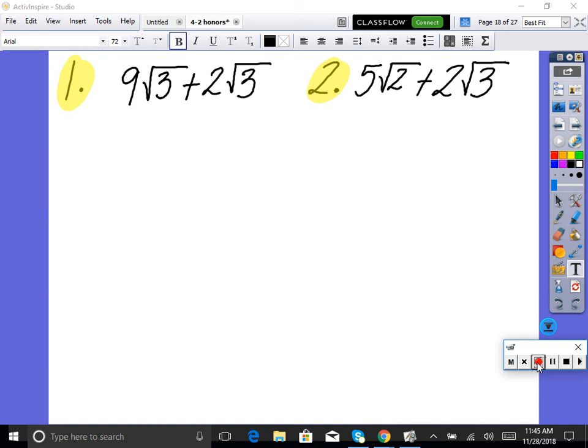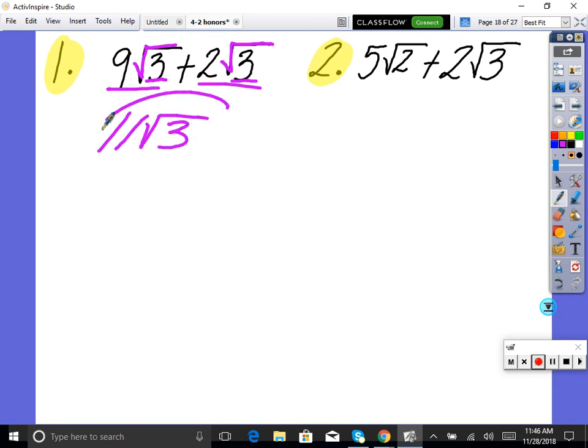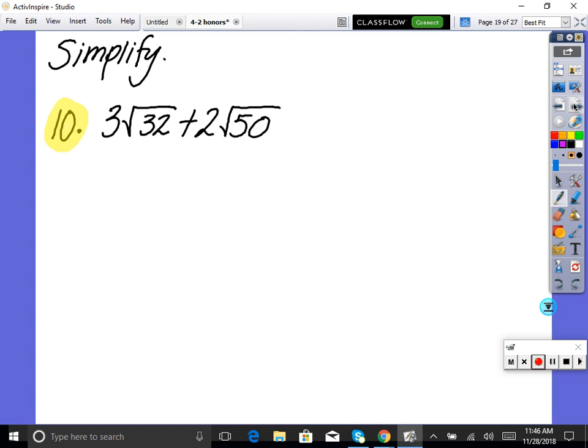Okay. So remember with adding and subtracting, it's a lot more picky than multiplication. They have to be like radicals, and to be like radicals, they have to have the same radical, and what's underneath has to be the same. And if so, then just combine them like terms. 9 root 3s plus 2 root 3s is 11 root 3s, right? Yeah. So can we add number 2 together? No. All right, let's look at number 10.